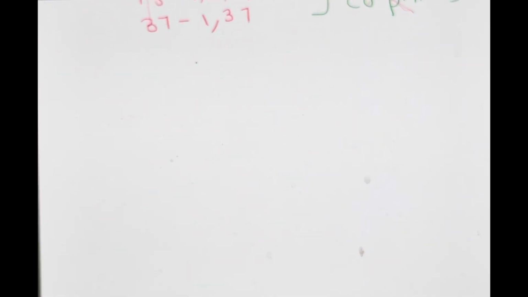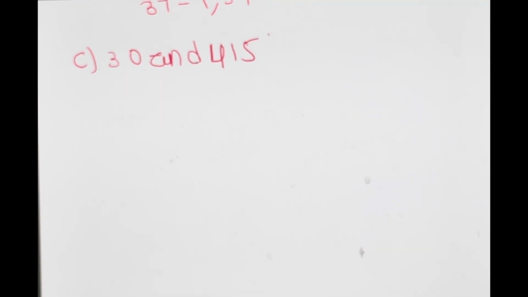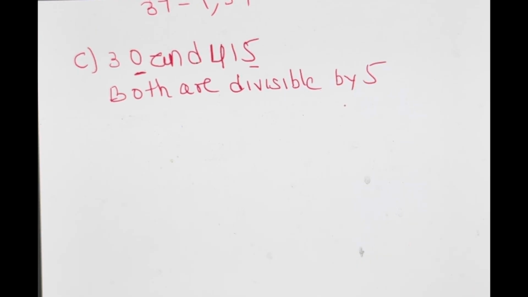Let us try to solve question number C. In C, the numbers are 30 and 415. Sometimes if you are just asked to decide whether the numbers are co-primes or not without showing method, you can see that the last digit here is 0 and 5. So both are divisible by 5. They will have 5 as a common factor, so they are not co-primes.